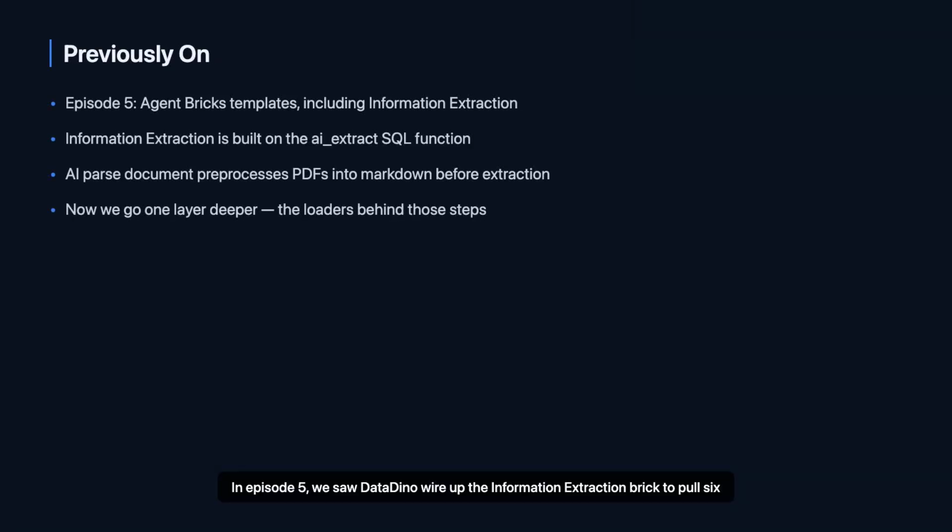In Episode 5, we saw DataDino wire up the information extraction brick to pull 6 fields out of their excavation PDFs: genus, species, era, dig site, depth, and condition. We mentioned that AI parse document handled the PDF pre-processing, and that AI extract did the structured pull. Today we go one layer down. Before any agent or brick can extract anything, somebody has to turn raw bytes into clean text, and the tool you pick depends entirely on what kind of file you're holding.